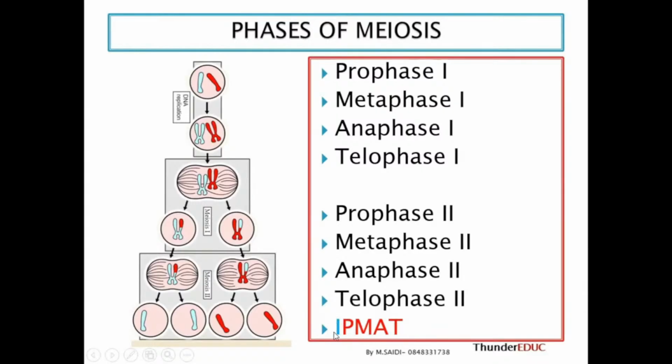This is in different color. It means that this interphase is not part of meiosis. That's why we don't have interphase 1 and interphase 2. We only have interphase. So it means that it's not a part of meiosis.